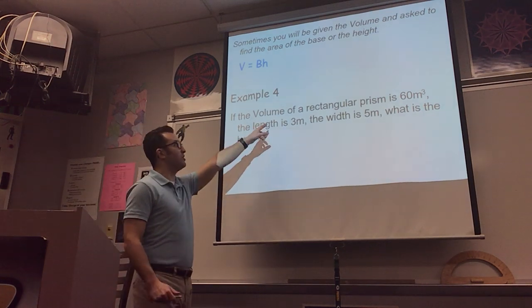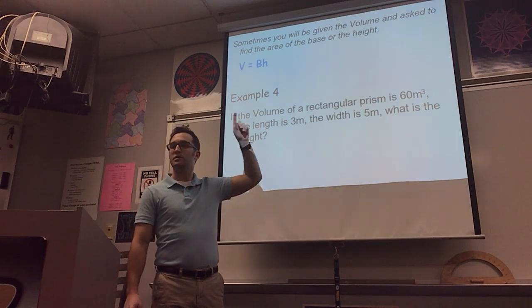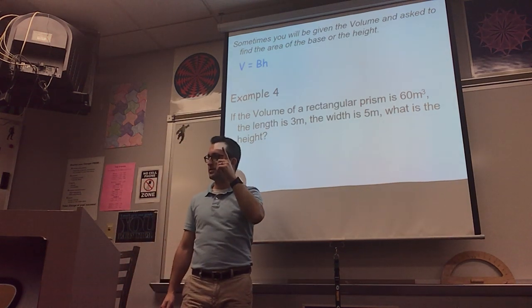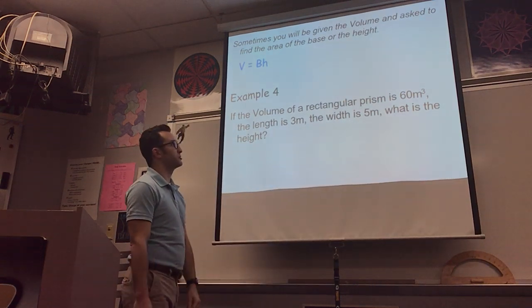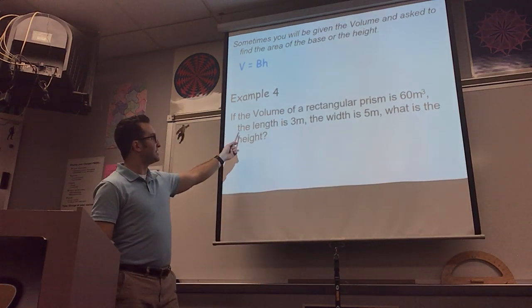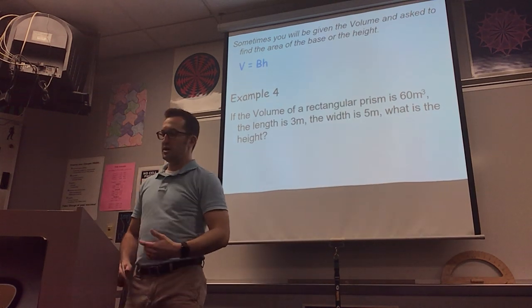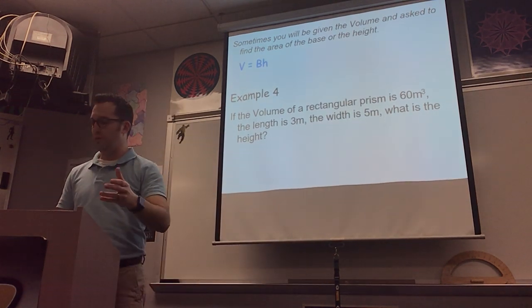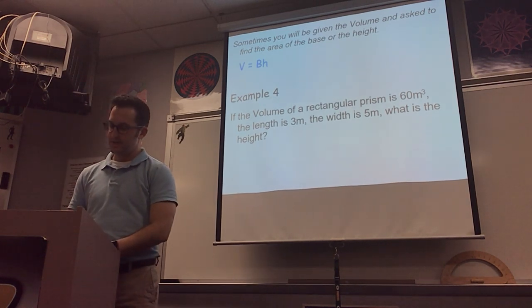Now, if the volume of a, notice what does it say? Volume of a, that should be your big key indicator. The volume of a rectangular prism is 60 meters cubed. And the length is 3 meters. The width is 5 meters. What is the height? Well, how do we set this one up? How do we solve? Well, we find out what the base is. What is the base? The base is a rectangle.